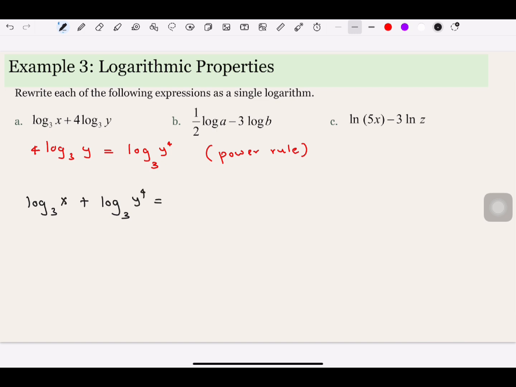Now we can apply the product property here. I'm going to use the product rule and combine these two. Since I have the same base, I can write these two as the product. So it's x multiplied by y to the power 4. So this is the answer.